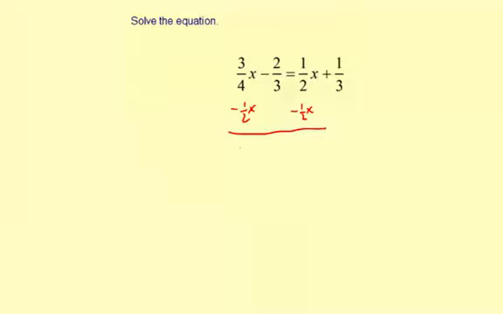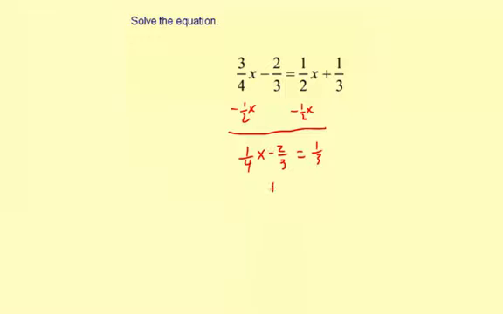So 3/4 x minus 1/2 x is 1/4 x. Then it'll be minus 2/3. It's bringing that term down. Equals, and this 1/2 x is now gone, so it just equals 1/3.